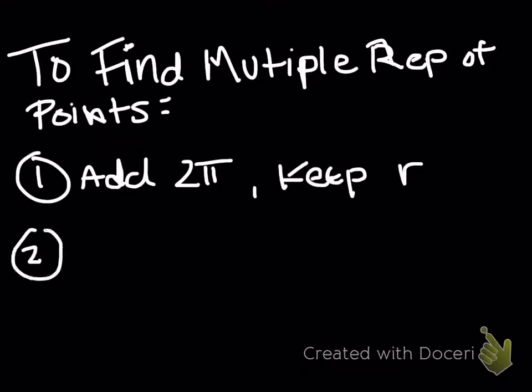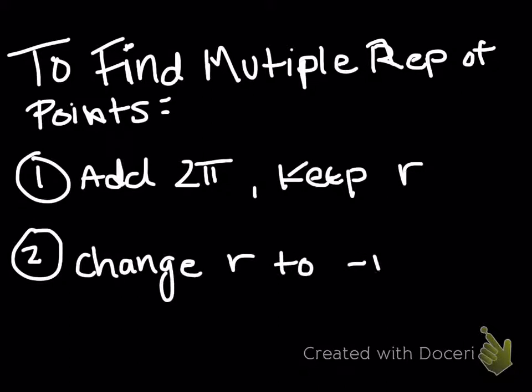The second scenario is if you want a different r, so you change r to negative r, and then you only add pi to your angle. So that's the two possibilities, and essentially what this means is I'm trying to come up with two or three different coordinates that would all end up looking exactly the same on the picture. It's just a different way to write it.